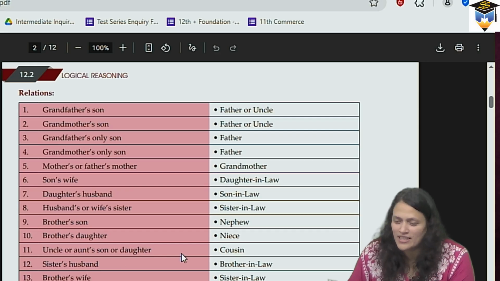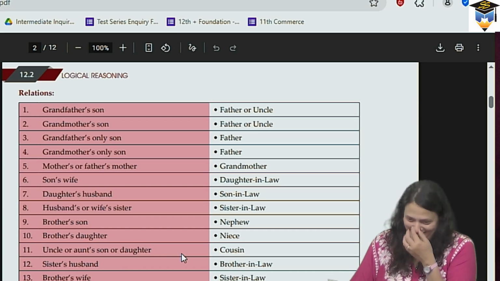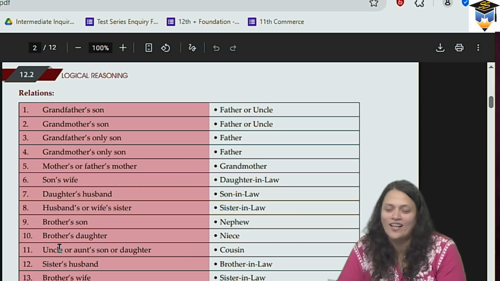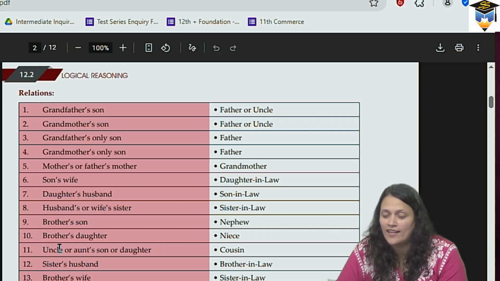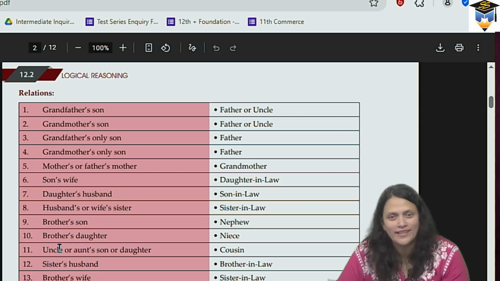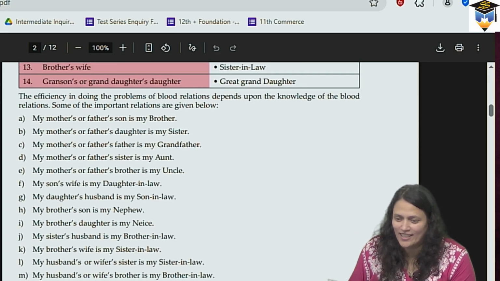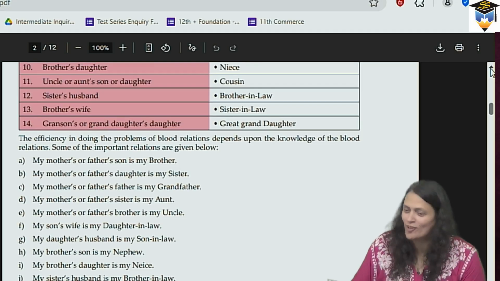Okay. So remember this. All right. Now sister's husband is brother-in-law. Brother's wife is sister-in-law. And grandson or granddaughter's daughter is your great granddaughter. Great granddaughter means Puntu, Punti. Correct? In Hindi, what do you call it? Parpota and parpoti. Okay. Thank you.